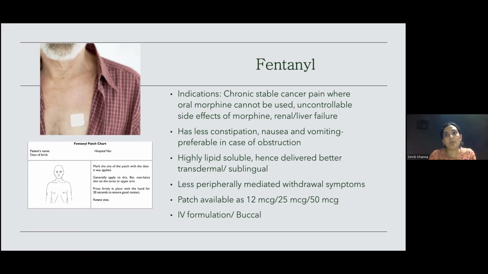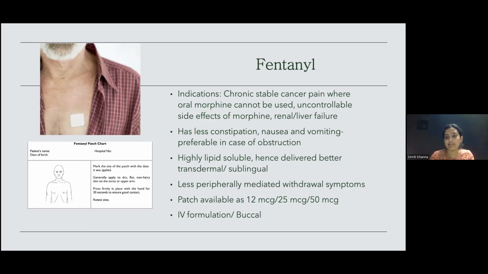Now, some important things to keep in mind when we are prescribing the fentanyl patch are there in this chart. You have to mark the site of the patch with the date it was applied, because usually we use it for 72 hours. And so if a patch has been applied at 5 p.m. today, then it will be changed at 5 p.m. after 72 hours. Try and apply it to dry, flat, non-hairy skin on the torso or the upper arm.